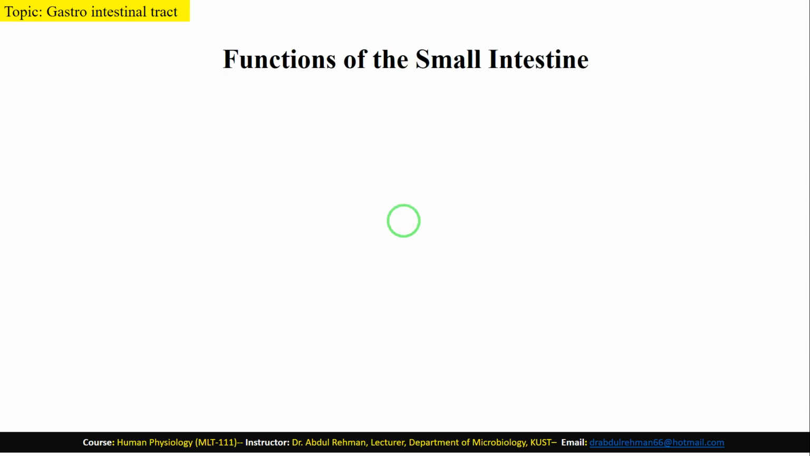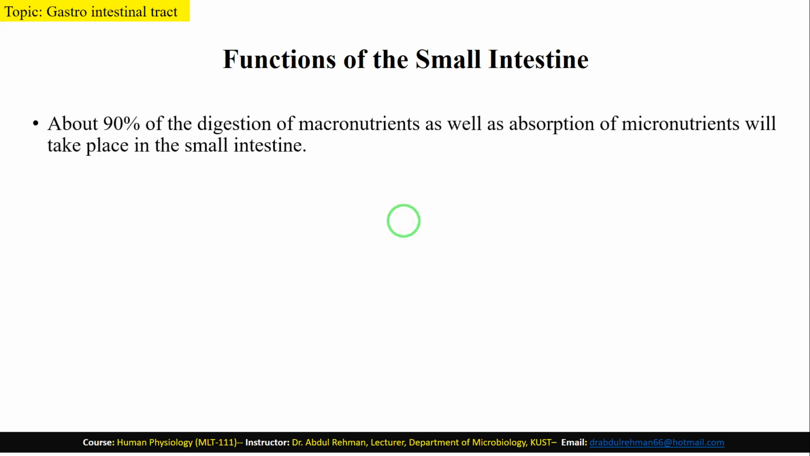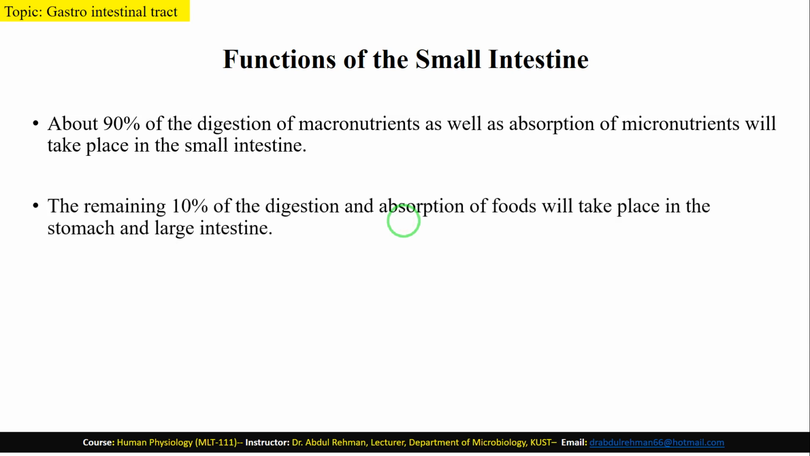So what is the basic function of the small intestine? The basic function of the small intestine is digestion plus absorption, because 90% of digestion of macromolecules and absorption of micronutrients takes place here in this part of the GIT, while the remaining 10% of digestion as well as absorption takes place in the stomach and large intestine, as food contains different complex compounds like protein, carbohydrates, and fats.